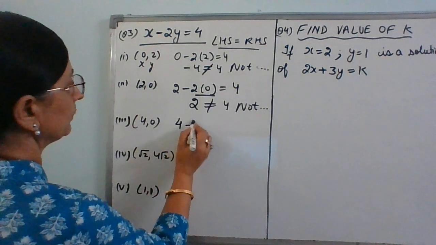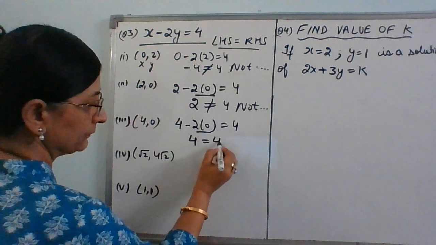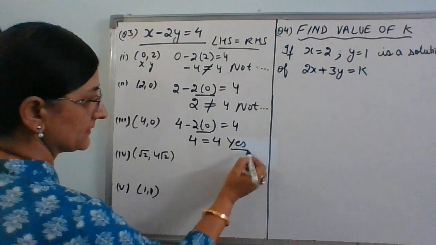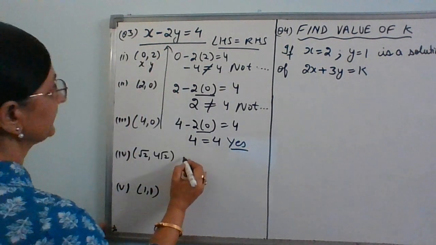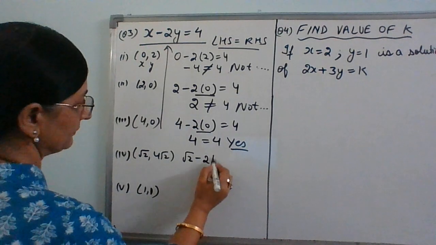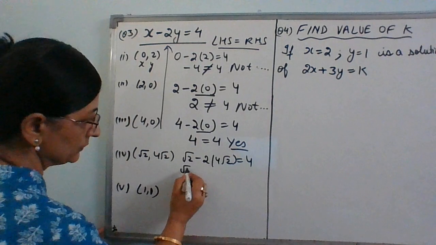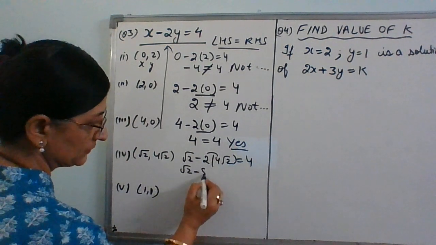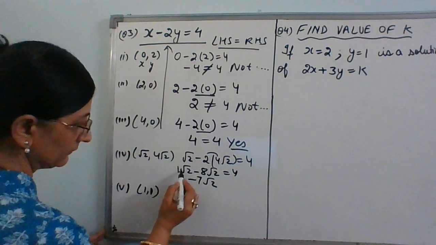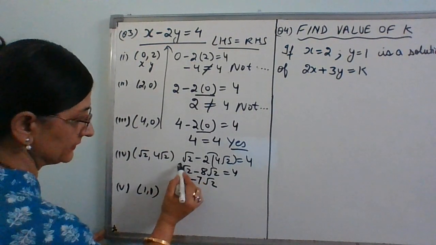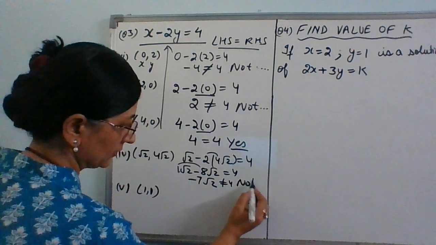Now let us check this one. Here x is 4, y is 0. So this part is 0. We are left with only 4 here and 4 on the right side. Yes, this is a solution, right? So this one is a solution of this. Now let us check this one. In place of x we have to put this, and in place of y we have to substitute this right here. Now when we solve this, root 2 minus, these numbers are multiplied, 4 times 2 is 8 root 2, and that becomes minus 7 root 2. Here it's 1, so 1 root 2 minus 8 root 2 is minus 7 root 2. We solve these numbers, we don't solve root 2. So this is not equal to 4. No, it is not a solution.